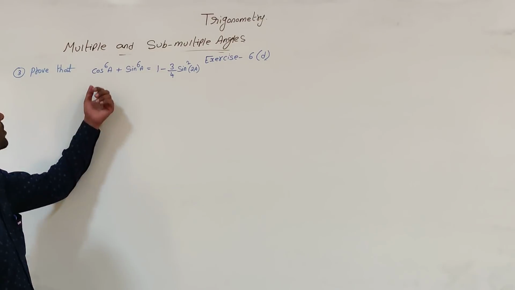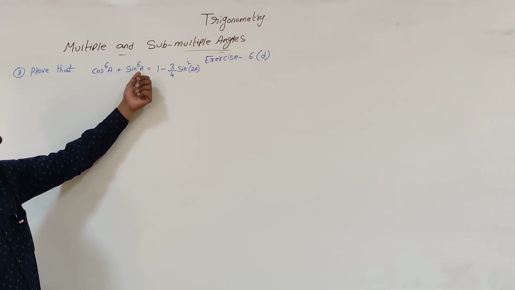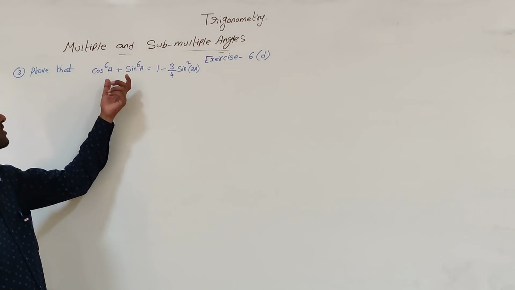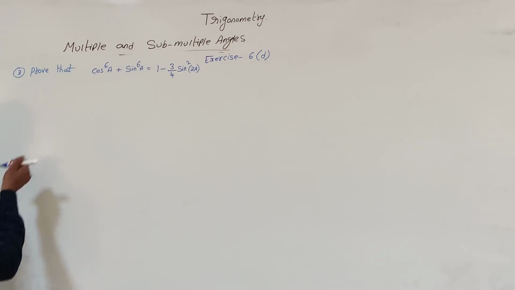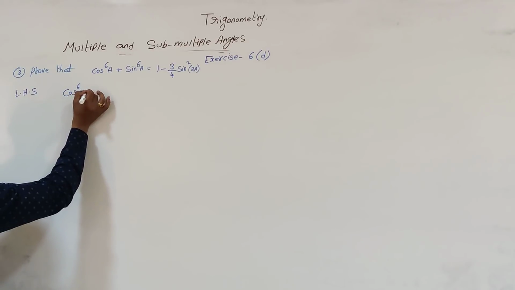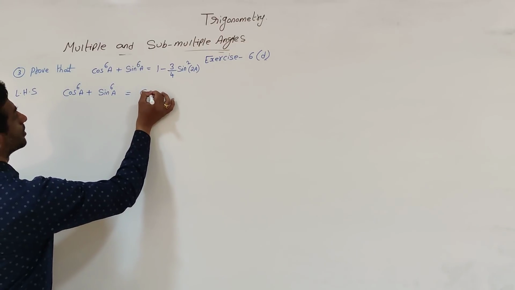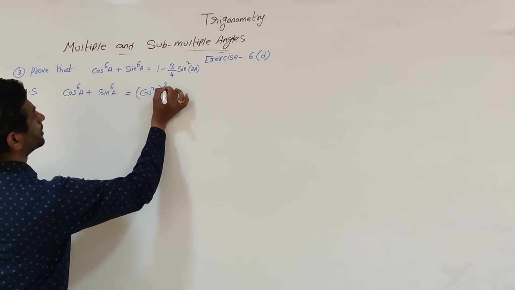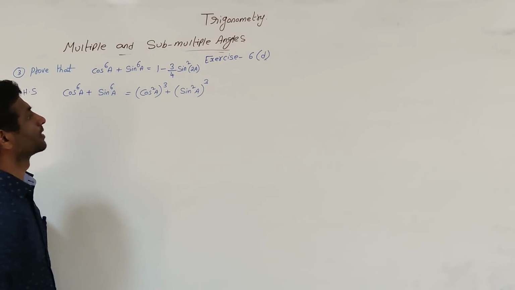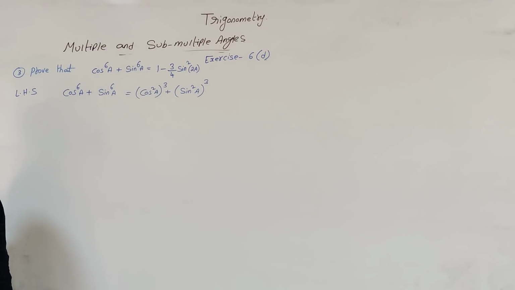Prove that cos to the power of 6 a plus sin to the power of 6 a is equal to 1 minus 3 by 4 sin square of 2a. Means we have to simplify. So let us take the LHS. So cos to the power of 6 a plus sin to the power of 6 a can be written as cos square a whole cube plus sin square a whole cube. Now it is in the form of x cube plus y cube.